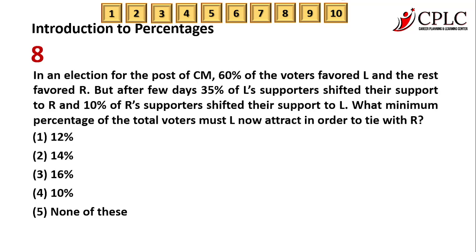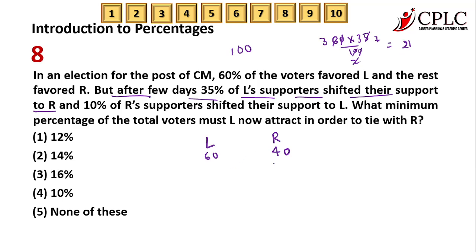Let's do question number 8, which says in an election for the post of the CM, 60% voters favored L. So again, we can do that kind of calculation, assuming total votes as 100, 60% and 60 people favored L, rest favored R, so 40 people favored R. But after a few days, 35% of L supporters shifted their support to R. So we'll have to calculate 35% of 60, which is 21.